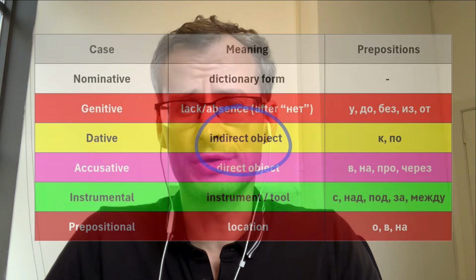So what is indirect object and what does it have to do with giving? And how is it different from the direct object, which, as you may remember, we used with the accusative case? Usually the action of giving involves two objects. First is the thing that you're giving, which is the direct object. And secondly, the person you're giving it to, which is the indirect object. So grammatically, the direct object will always be the accusative case in Russian, and the indirect object will be the dative case.